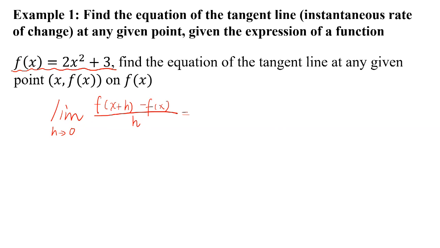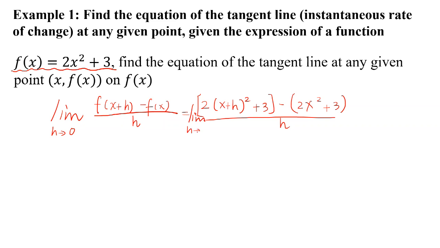So first of all, let's have a look at what f(x+h) is. We can simply plug x plus h into the expression of f(x), which is 2(x+h) squared plus 3. And then what is f(x)? f(x) is simply 2x squared plus 3, over h, right? The limit as h approaches 0.